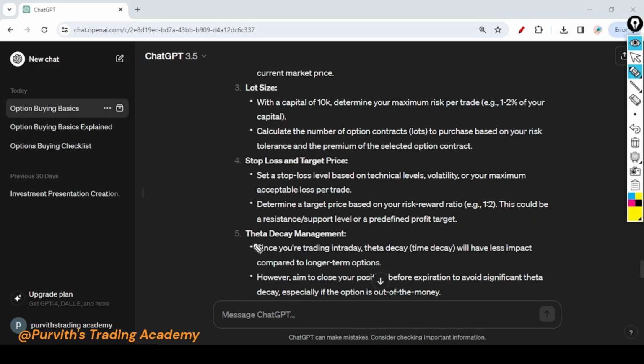Then I already discussed theta decay. Since you are trading intraday, theta decay or time decay will have less impact compared to long-term options. Most of the retail traders are going to hold the naked options overnight. Now that is a very dangerous decision they are going to take. Please avoid overnight naked options buying. Due to that, definitely the theta will kill the option premium the next day. Even if the market is going in your favor, it will not help you with options.